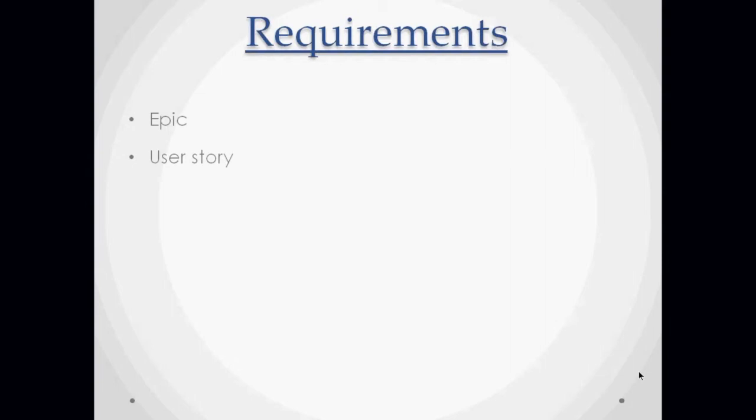Like I said, registration may be my epic, but I've now broken it down into 3 user stories, saying I want to be able to create a username, I want to be able to set my password, I want to be able to create an account. So now I have about 3 requirements. So a user story is usually one specific requirement. You cannot break it down further. That is just the simplest way it can be, you understand?